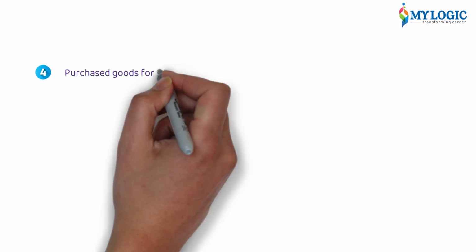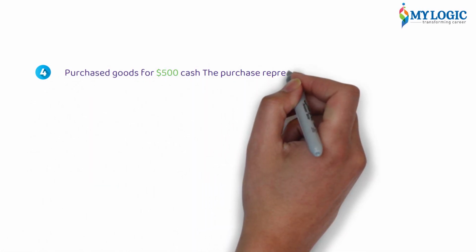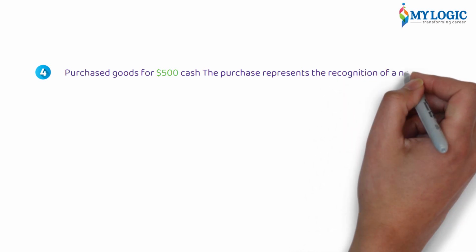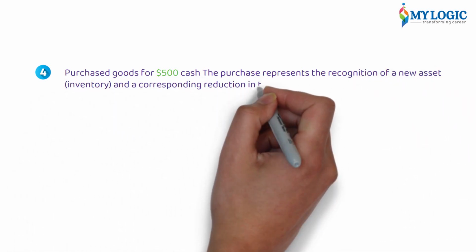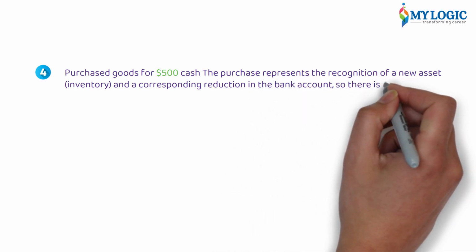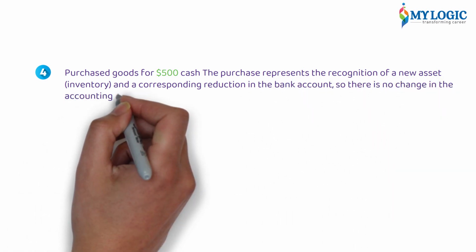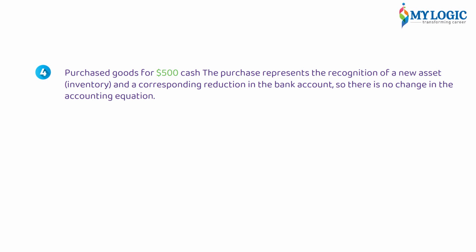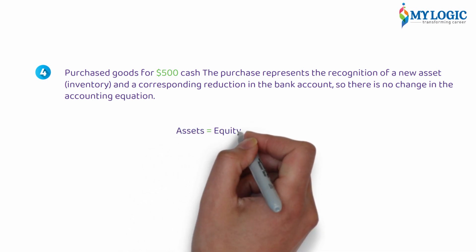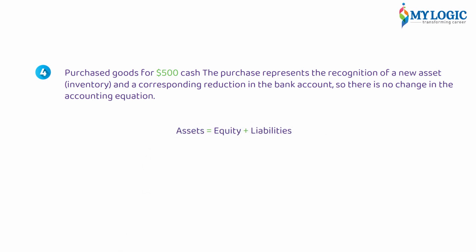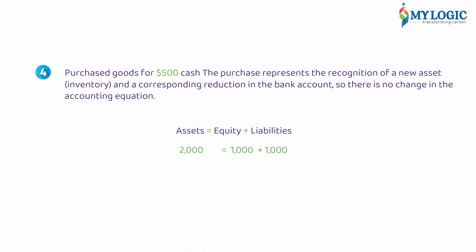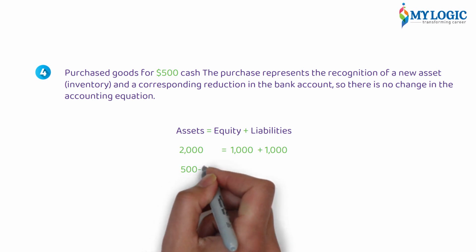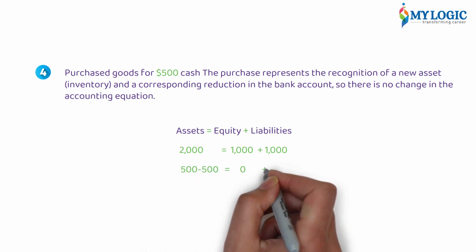Number 4. Purchased goods for $500 cash. The purchase represents the recognition of a new asset, inventory, and a corresponding reduction in the bank account, so there is no change in the accounting equation. Assets is equal to equity plus liabilities. 2000 is equal to 1000 plus 1000. 500 minus 500 is equal to 0 plus 0.